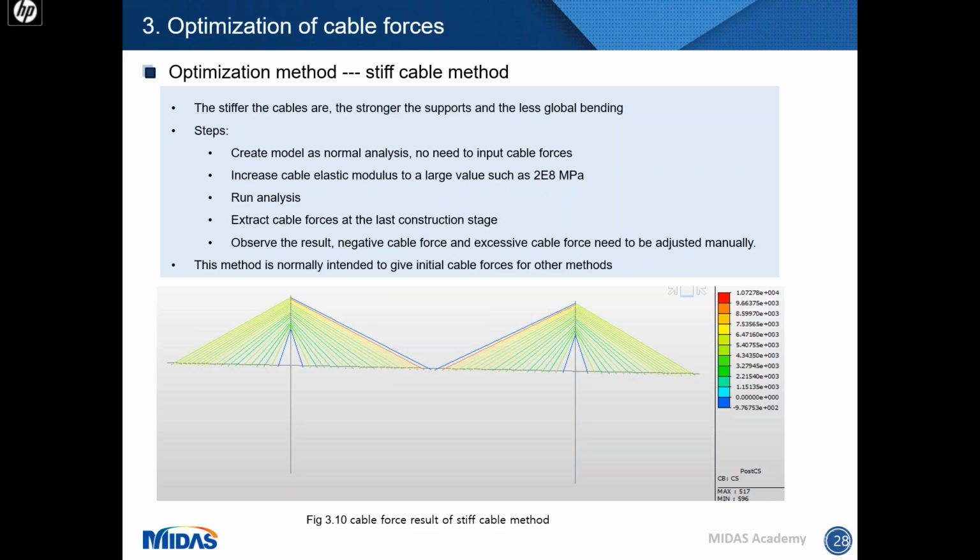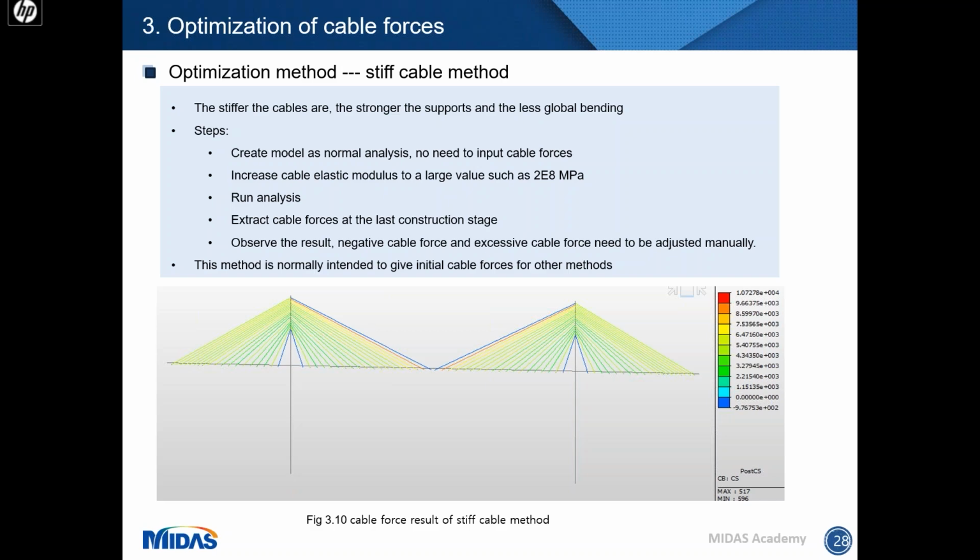On the contrary, if the cables are very stiff, the girder will have the minimal deformation and the beam force as well. So at this moment, the cable forces are best for a girder. To do this, we can follow 5 steps. First, we create a model as normal analysis, but we don't need to input any cable forces.